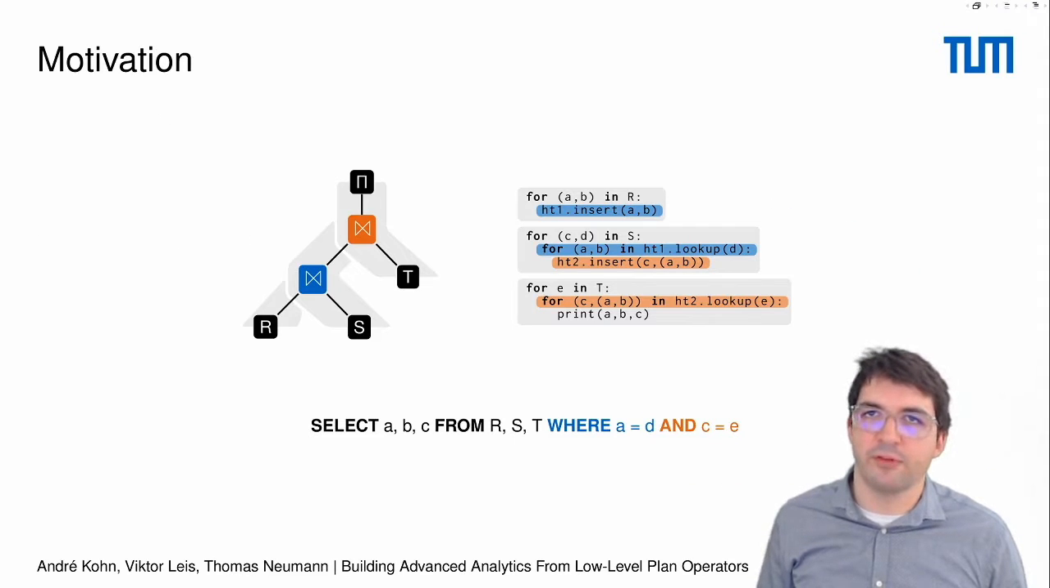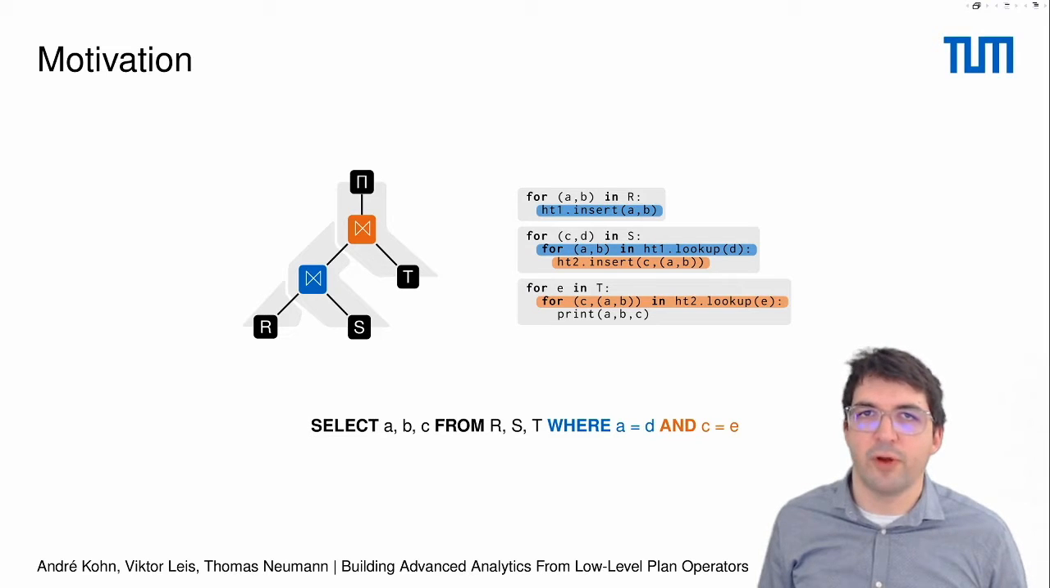Let's start with the first simple SQL query. This query joins the three relations R, S, and T using the two predicates A equals D and C equals E. Most relational database systems today will translate this query into a tree-shaped relational algebra plan, which could look like the tree shown on top. Here it consists of 6 operators: 3 table scans, 2 joins, and a topmost projection.